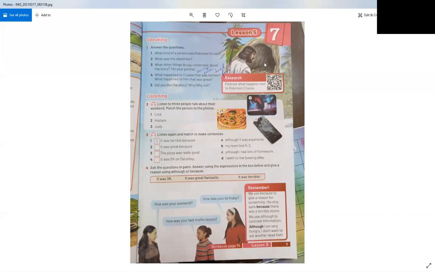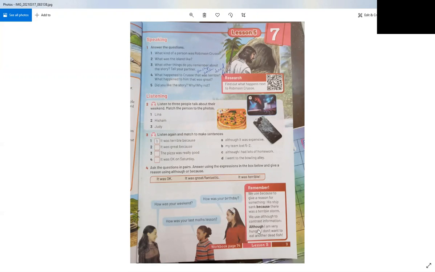Number 5, did you like the story? Why or why not? Of course, this is your opinion. You're going to write about your opinion. Here at the end of this page, we have some connecting words or joining words.